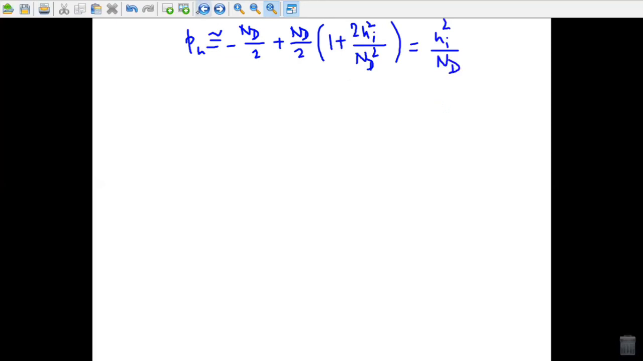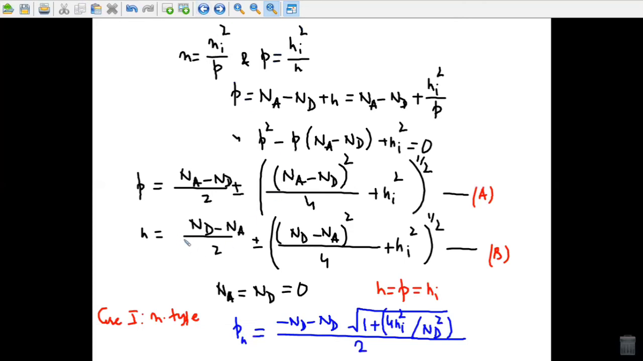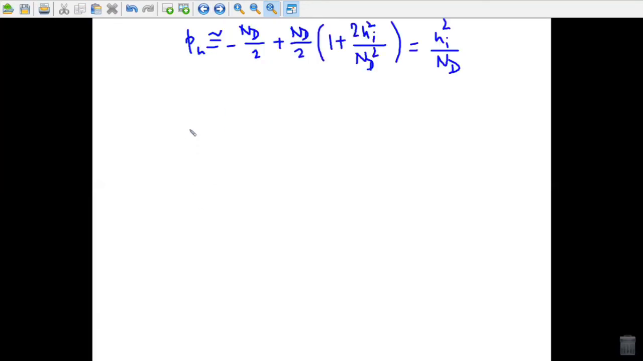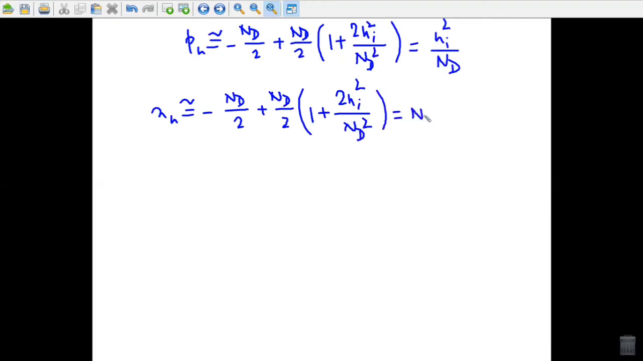Similarly, the earlier equation for N provides the electron density in the N-type material as Nn nearly equal to minus Nd divided by 2 plus Nd divided by 2 times (1 plus twice Ni square divided by Nd square), that is Nd plus Ni square divided by Nd, which is nearly equal to Nd.